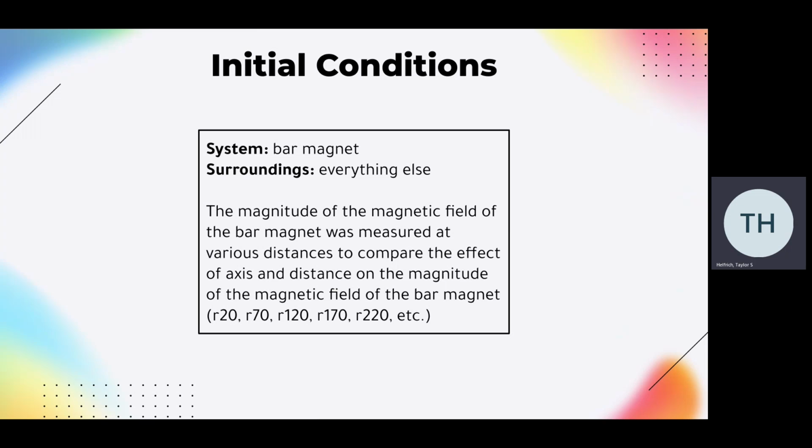For initial conditions, the system is the bar magnet and the surroundings are everything else. And we'll compare different distances to different components of the magnetic field.